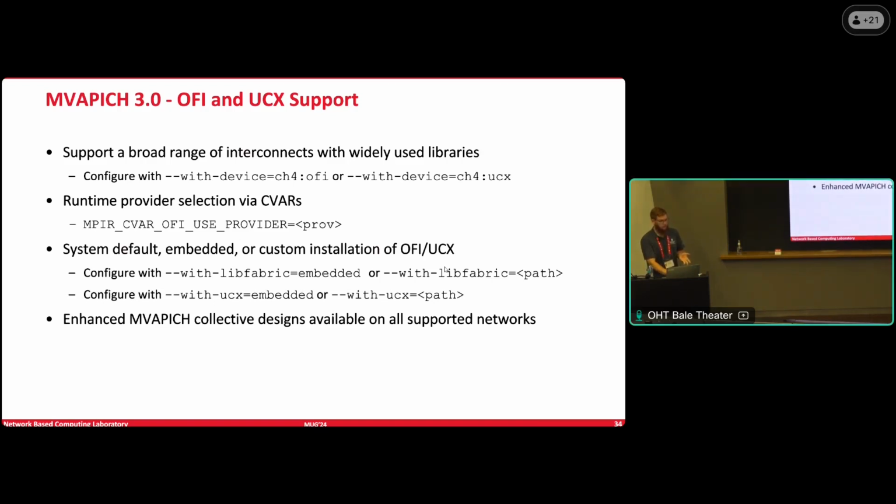By default, we will use whatever library is available on your system. So if your system already has UCX installed or it already has OFI installed, we'll just link to that. Nice and easy, nothing you have to worry about. But we can also provide an embedded version, or you can build a custom version and link to that. That allows you a lot of flexibility if you are moving between systems or you want to have different versions of libfabric with different features enabled or disabled. You can use one version of MVAPICH and you can link those at runtime.